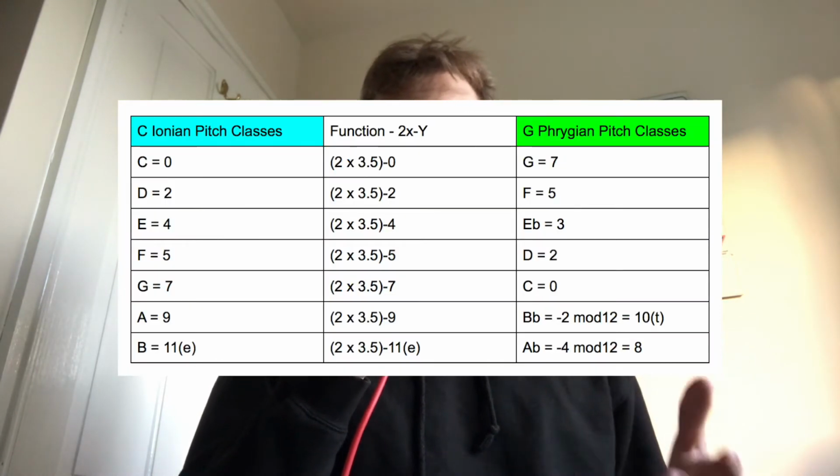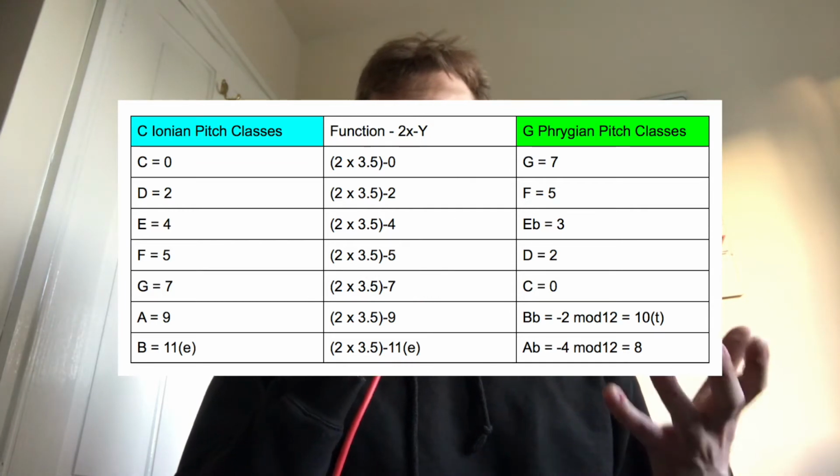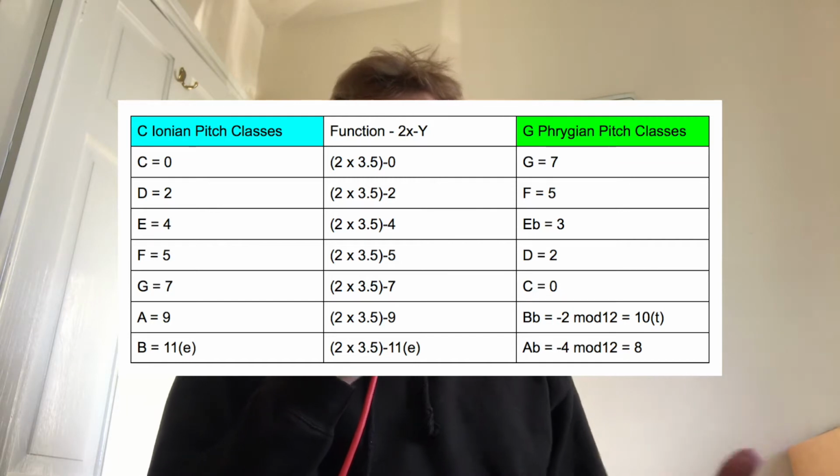Using the axes that we discussed earlier, we can use the pitch classes of those axes to provide a more mathematical approach for inversion. Say if we use a C major scale, we can use a function of 2x minus y, x being the inversion point and y being the pitch class that we're going to transform. We also use mod 12 here to keep it all in the same octave.